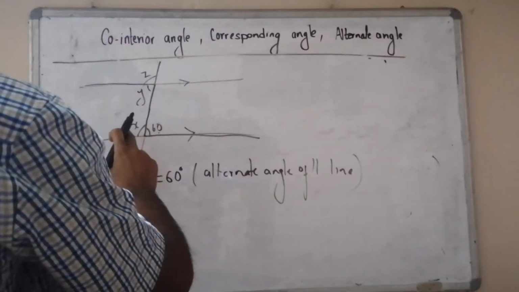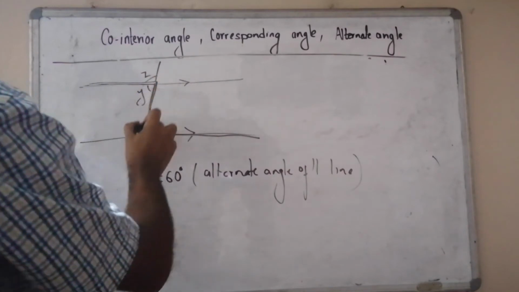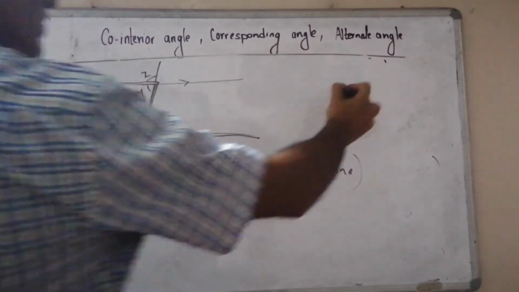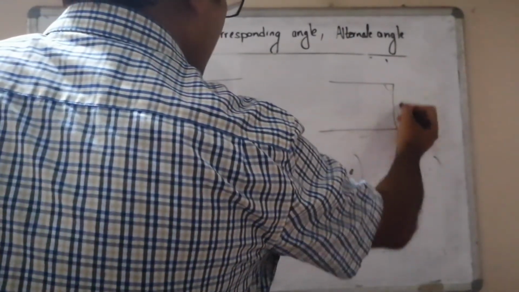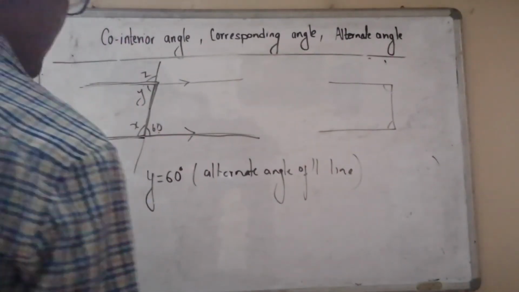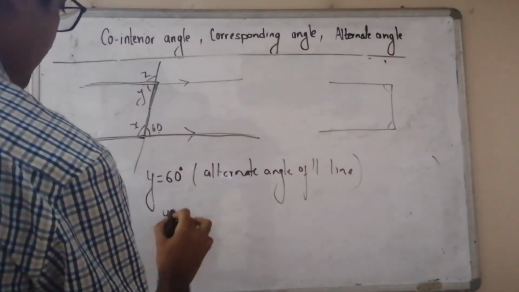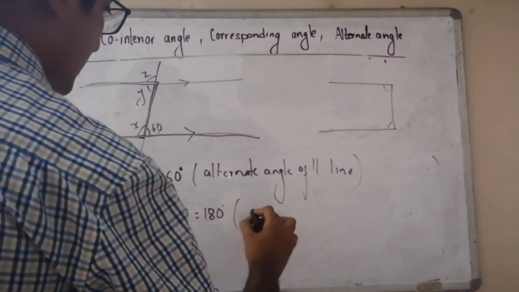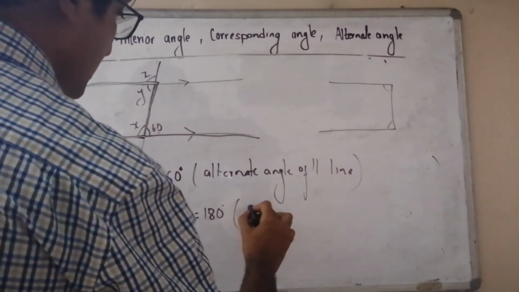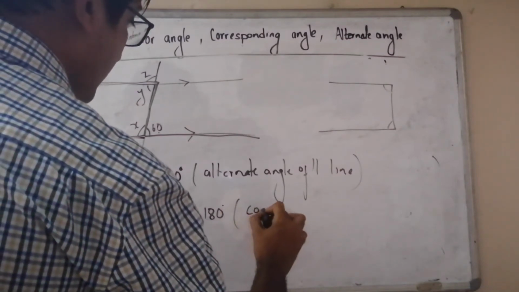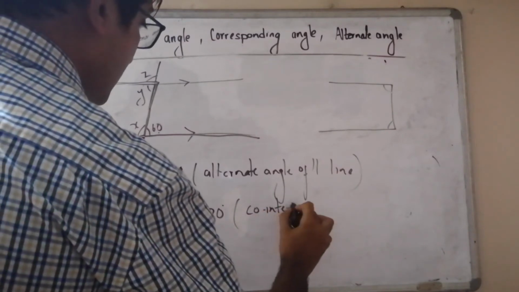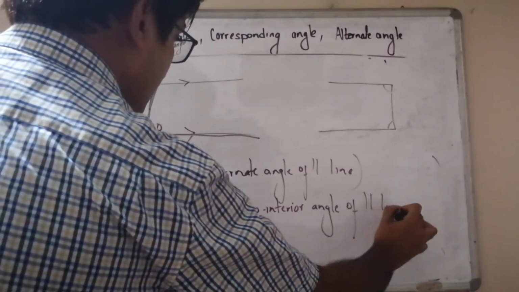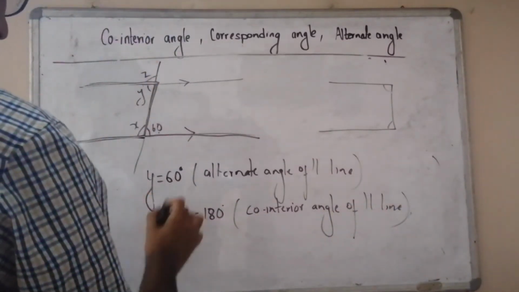Now if you want to find the value of x here, look at the figure. So it's in C shape. C shape means co-interior angle. So if you add y plus x is equal to 180 degree. The sum of co-interior angle is 180 degree. This is the sum of co-interior angle of parallel line. So we find the value of y here.